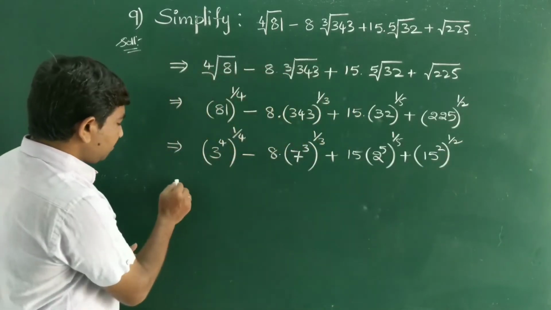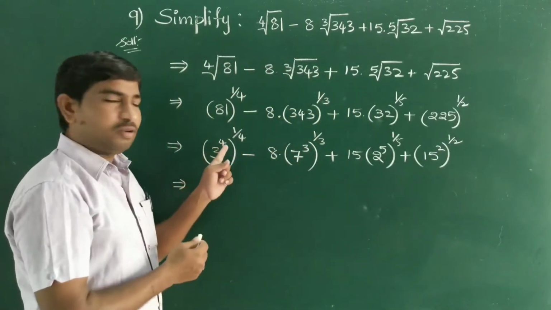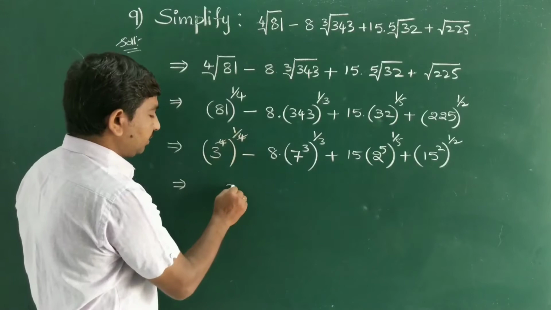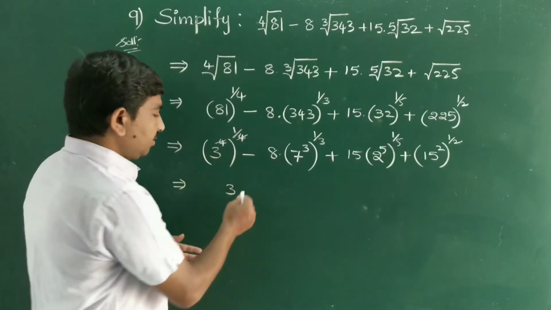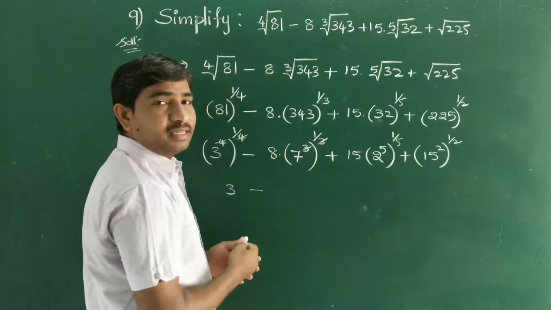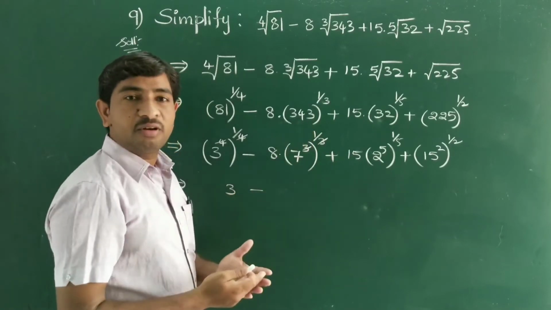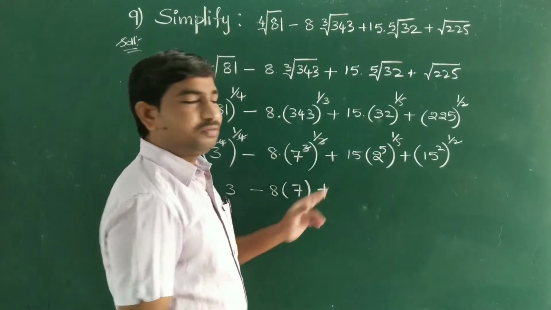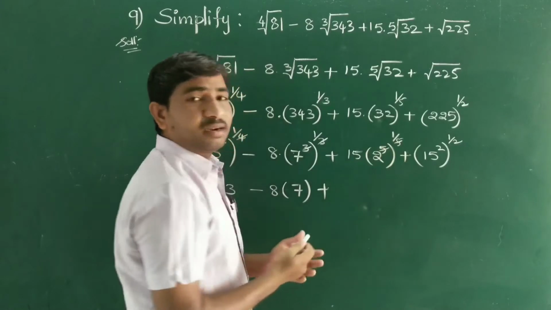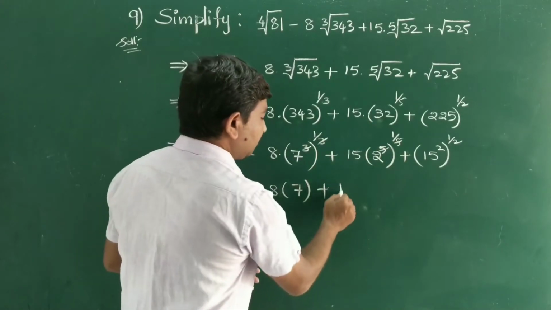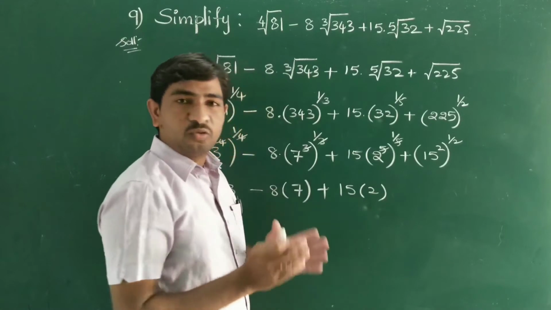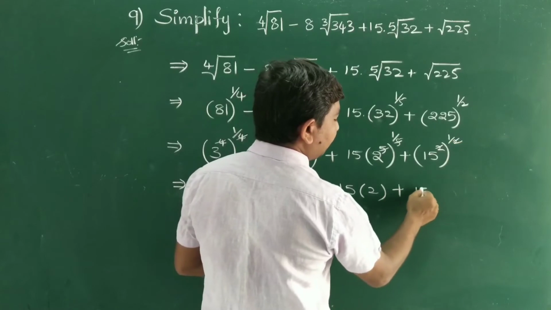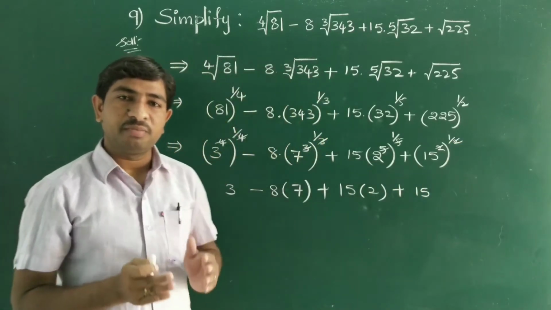Okay, so now by observing here, 3 power 4 and whole power 1 by 4, these two 4s will get cancelled. What is remaining? Only 3 power 1, that is nothing but 3. Minus, and here 3 will get cancelled. Then what is left? 7 power 1, which means 7 only. 8 into 7 plus this 15. So 2 power 5 and here 1 by 5, 5 will get cancelled. So 15 into 2 power 1 means 2 only will be left. And the next, 15 squared and here 2 will cancel. Then what is left? 15 only. 15 power 1 means 15 only.